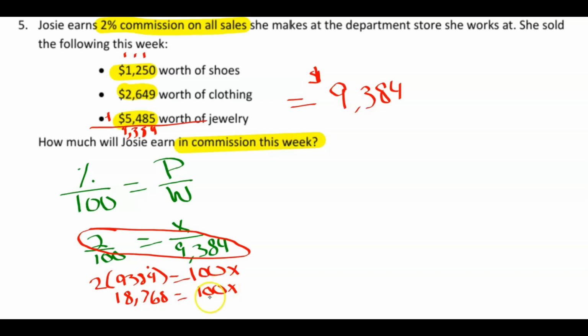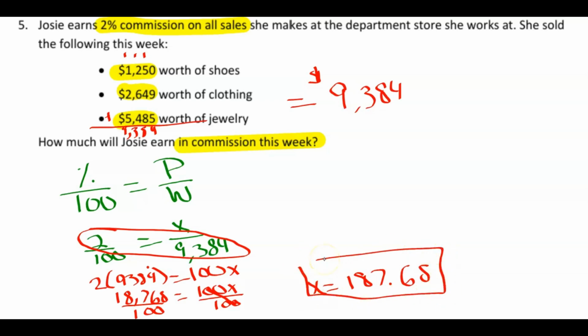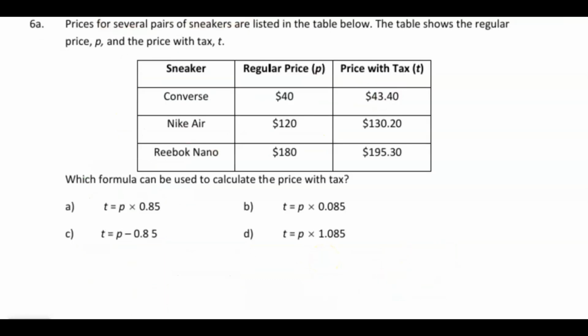We want to divide both sides. Since 100x is multiplication, we want to undo the multiplication with division. And we end up finding out that x is going to be equivalent to, you just got to move your decimal over 2 places, $187.68. So Josie earns $187.68 in commission this week. Not too bad.